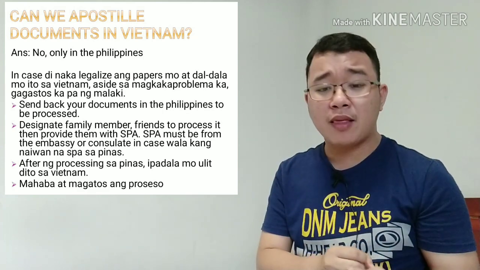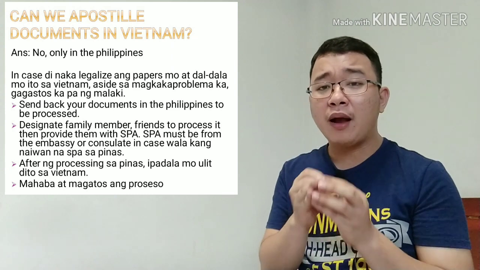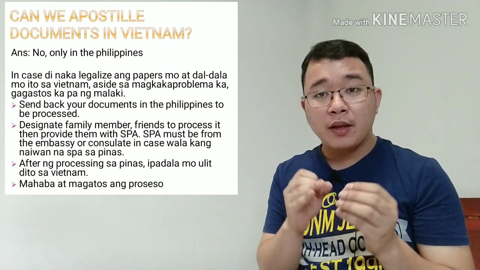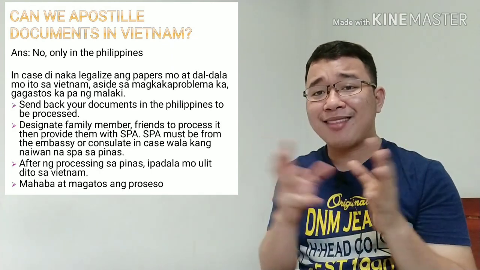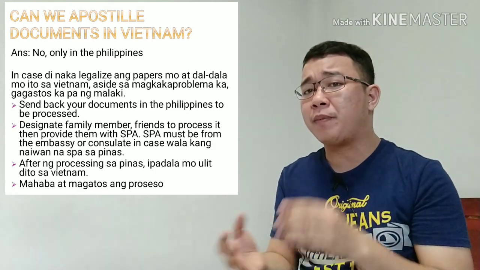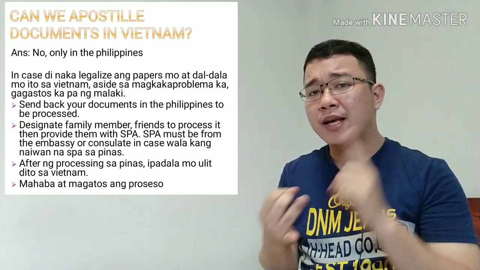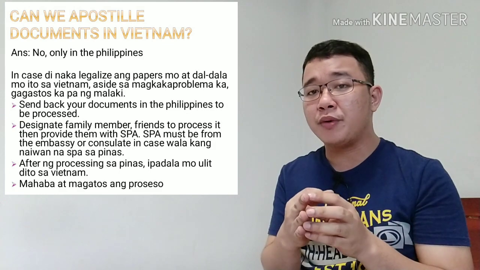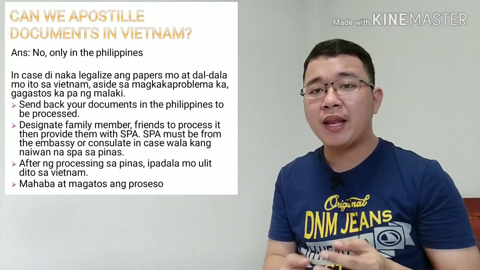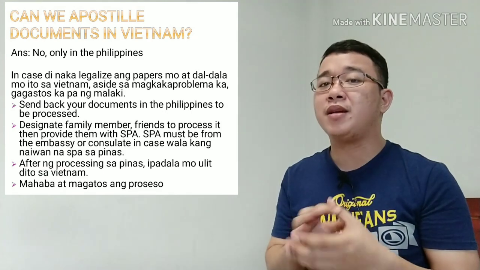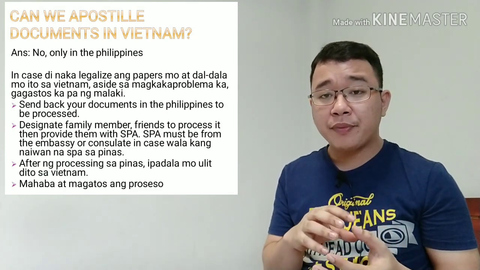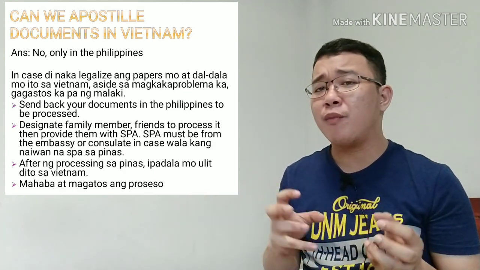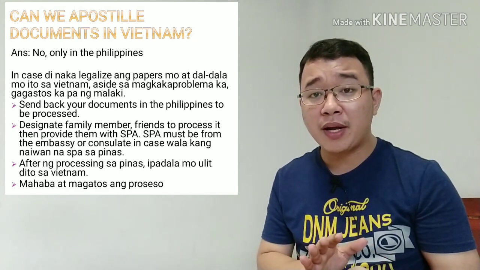Since you are already in Vietnam, your SPA must come from, or be made at, the embassy or the consulate. All the transactions you want done should also be stated there, for example legalizing your diploma, legalizing your NBI, and so on. You have to specify all of those, all the transactions and things that the person you appoint as attorney-in-fact should do. The SPA, as I said, should be from the embassy or the consulate. It cannot be from the Philippines only, because you are already here in Vietnam.